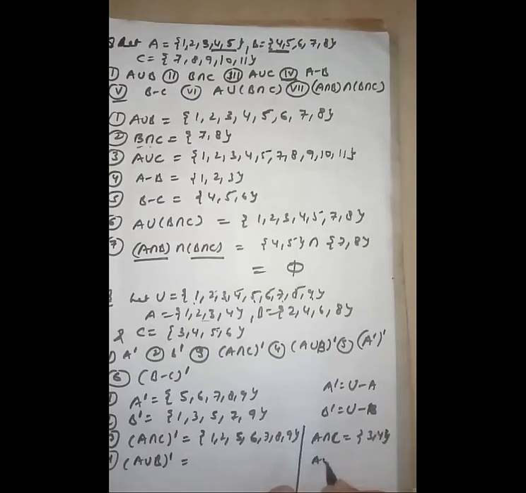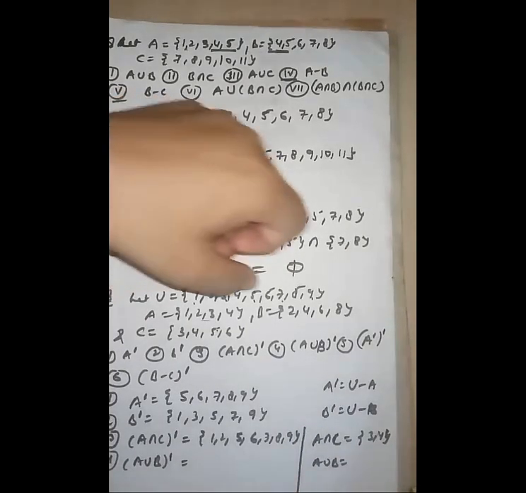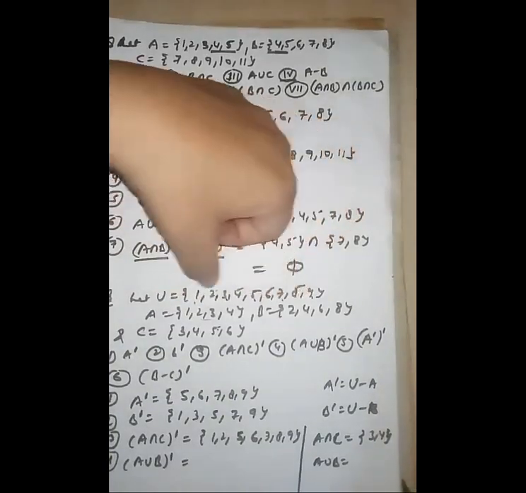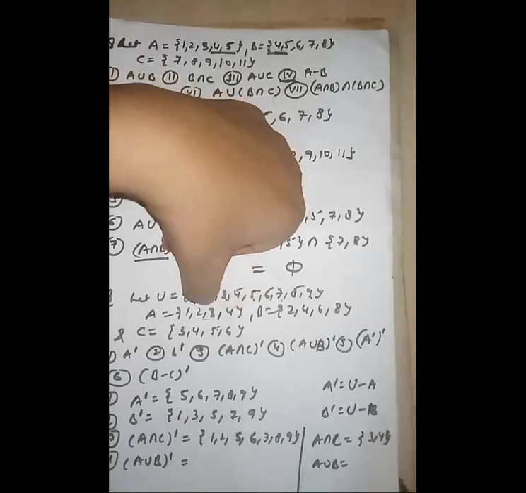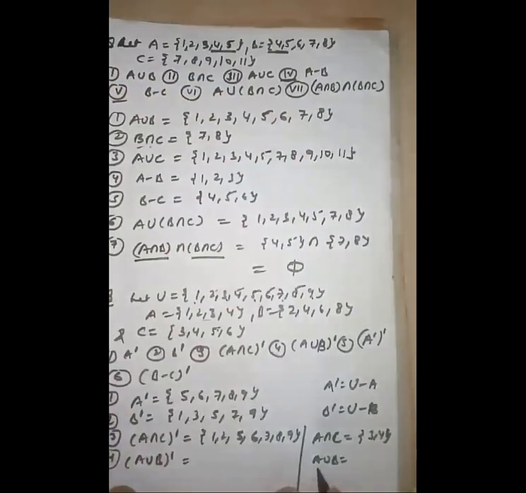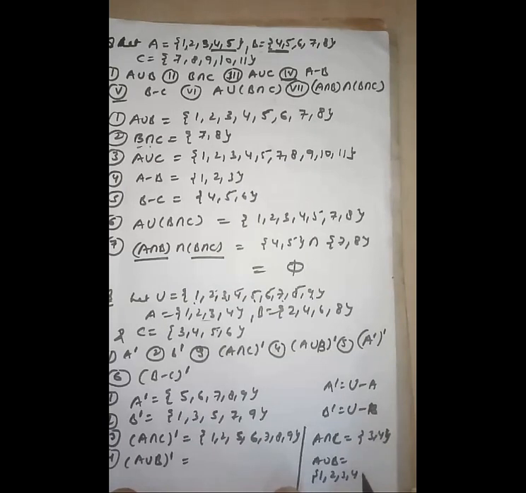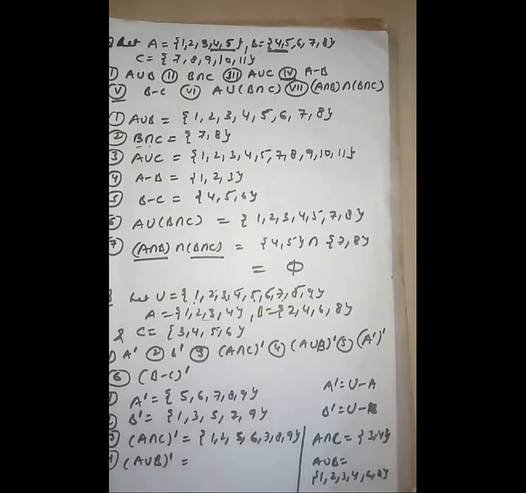So firstly you find the A union B. Here I can find A union B. It means you can see 1, 2, 3, 4, and 2 and 4 are repeated. So we can write here 1, 2, 3, 4, 6, 8, and this is your A union B.